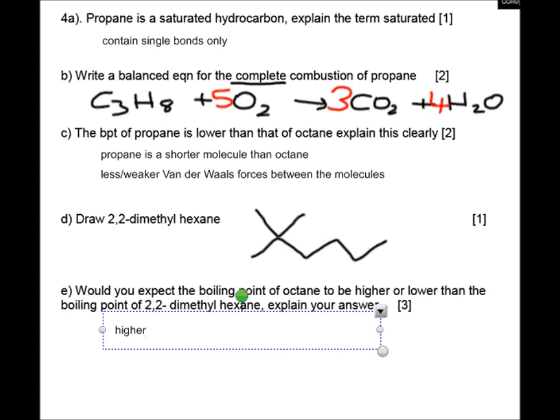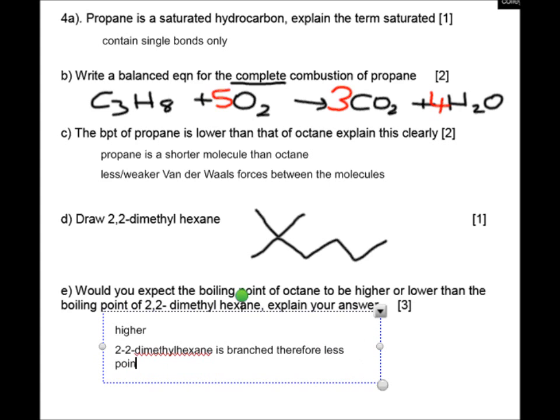So simply stating the word higher would get you the first mark. The second 2 marks are then therefore for giving you reasons, similar to part C. So by saying that 2,2-dimethylhexane is branched, therefore there's less points of contact between molecules. That would be enough to get you the second mark.